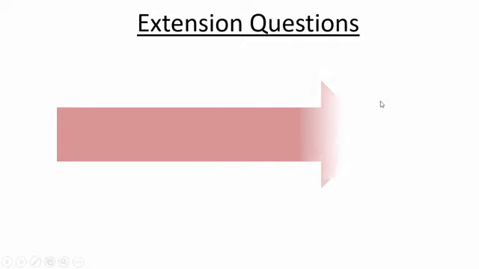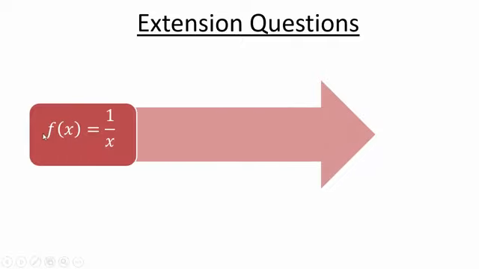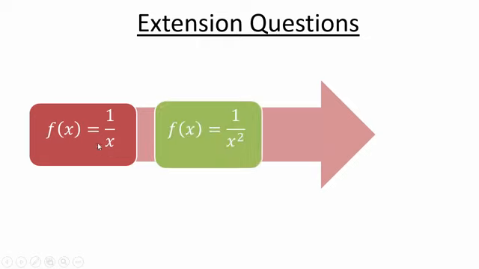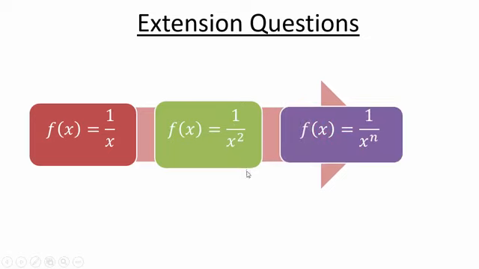So for extension questions, you may want to think about, if we know how the graph of 1 over x looks like, could we extend those ideas to 1 over x squared? And then if we know how the graph of 1 over x squared looks like, what would the graph of 1 over x to the power n look like, where n is a whole number? See what you can do.